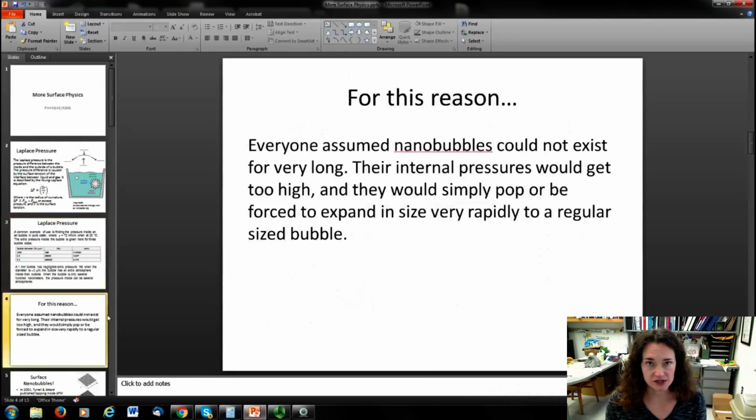For that reason, everyone assumed for a very long time that nanobubbles couldn't exist for very long. The idea was their internal pressures would just get too high and they would either pop, or be forced to expand in size really rapidly and become a bigger bubble, or they would just dissolve in the solution and go away. So imagine everyone's surprise when in 1994 the first nanobubbles were actually detected.